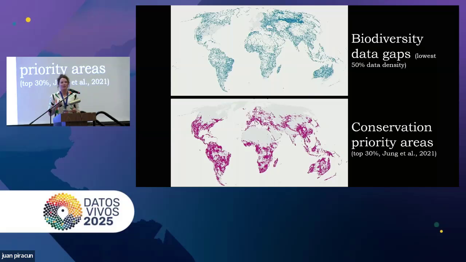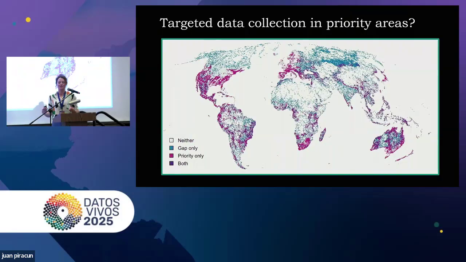Maybe we could think about which of those data gaps would be most helpful in informing where we should invest, where we might invest in monitoring, because we're probably not going to be able to invest in monitoring everywhere. So of course we can look at overlaps of these maps and see where there's gaps and where there's priorities and where there are both.